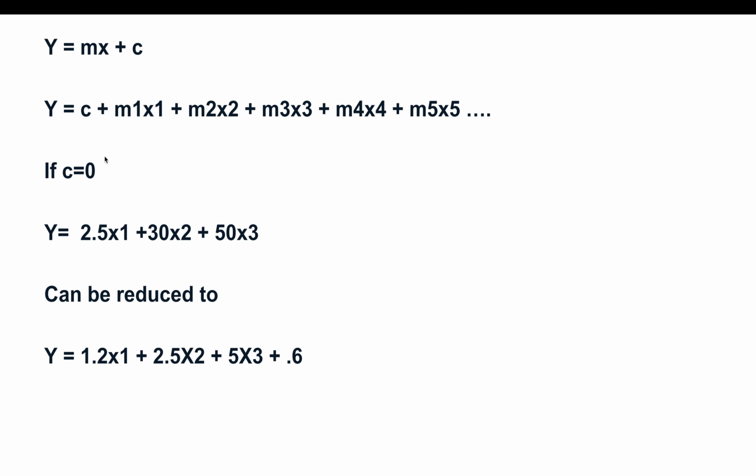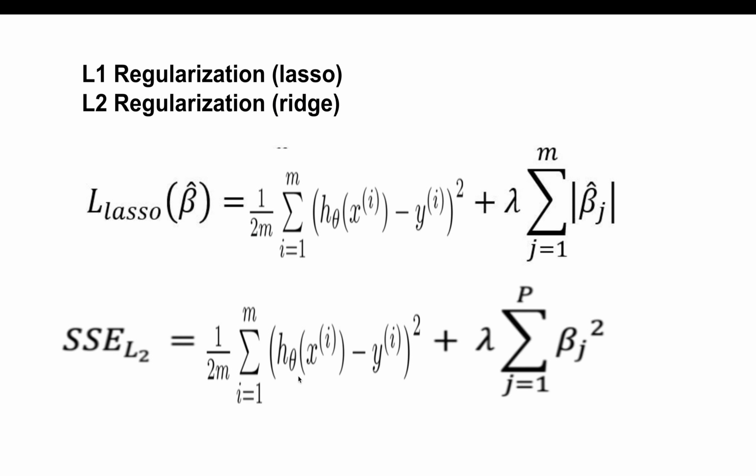Now in this L1 and L2 regularization, what do we do? If we have an equation like 2.5 x1 plus 30 x2 plus 50 x3, this can be reduced: your 2.5 can be reduced to 1.2, your 30 can be reduced to 2.5, and 50 can be reduced to 5, if you introduce something called a penalty factor, let's say 0.6 over here. This penalty factor is nothing but your lambda times beta j modulus or square, depending upon whether you are selecting L1 regularization, which is lasso, or L2 regularization, which is ridge. This is what we eventually try to do.